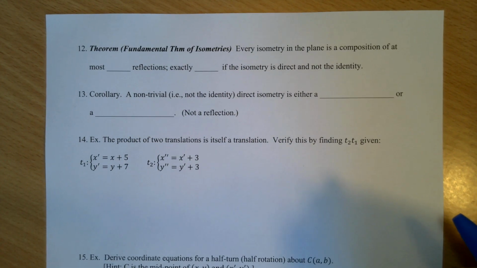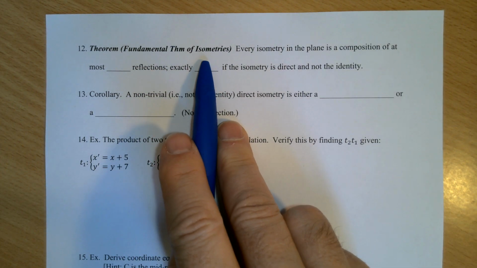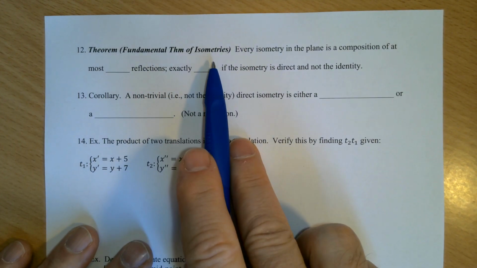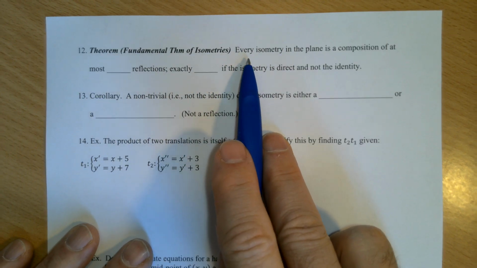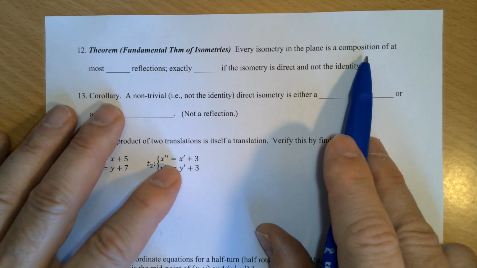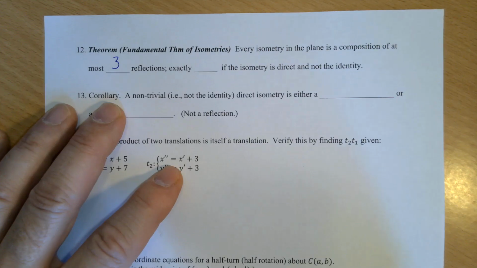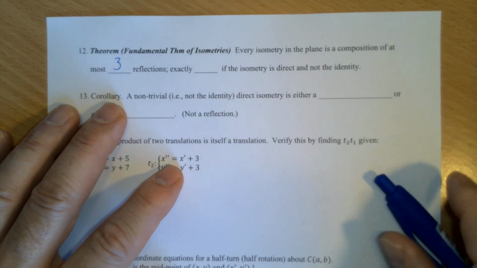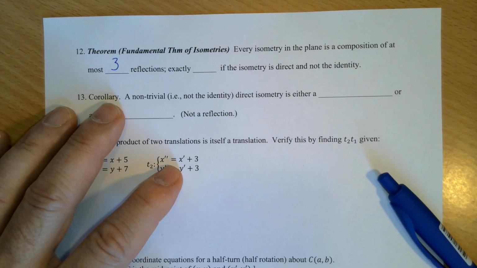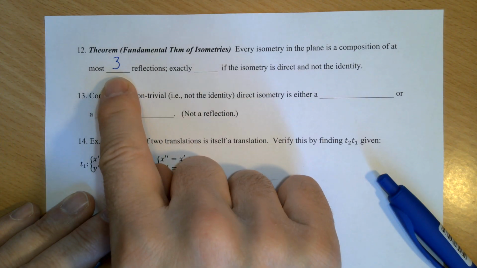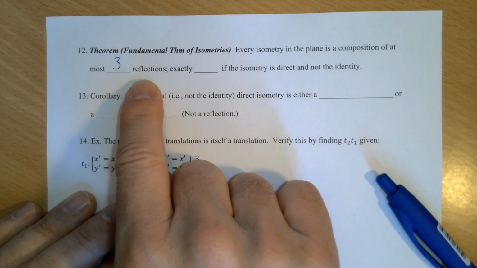Okay, let's look at some more facts about isometries, and remember what an isometry is. It is a mapping that preserves distances. So the fundamental theorem of isometries tells us that every isometry in the plane is the composition of at most 3 reflections. So if your isometry doesn't change sizes or lengths or distances, then to get from one set to its image, you can do it in at most 3 reflections.